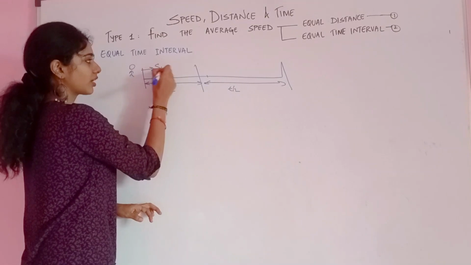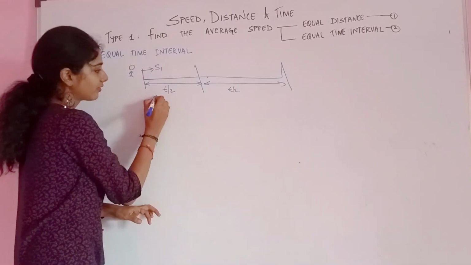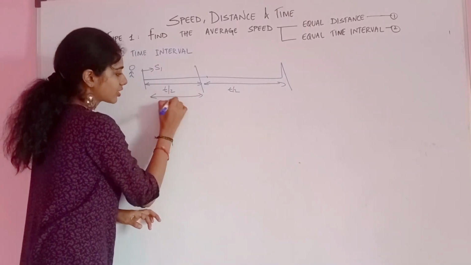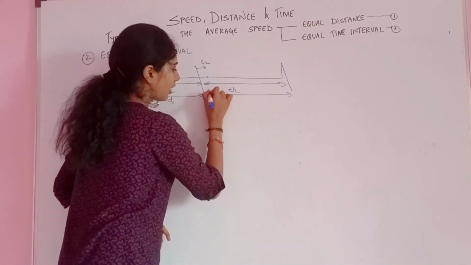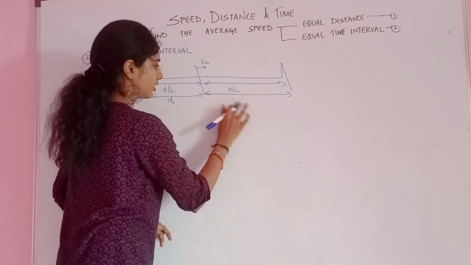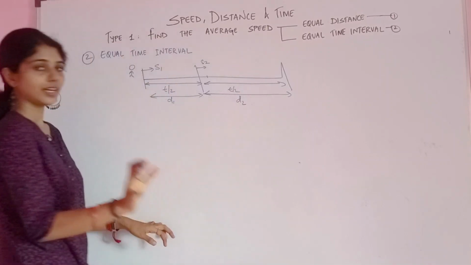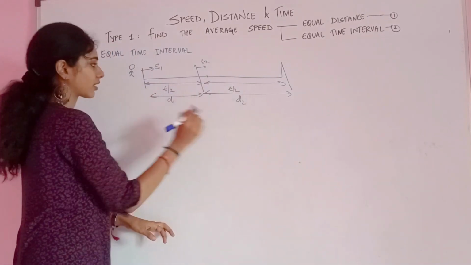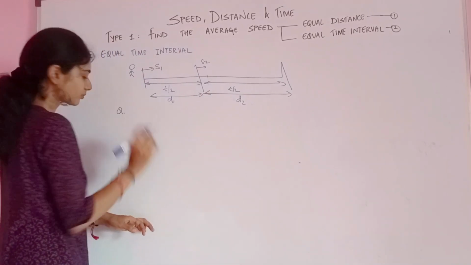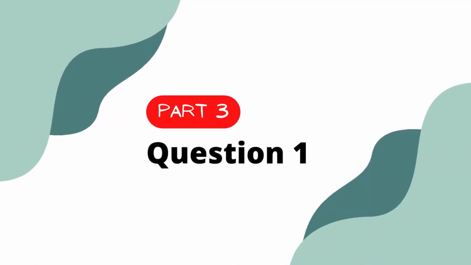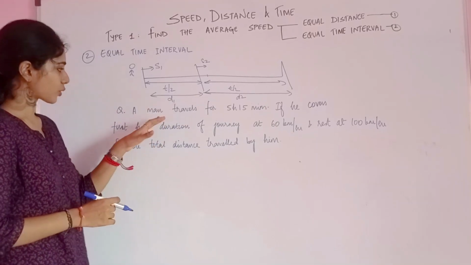If right now he's going to cover with the speed of s1, then he's going to cover a distance of d1. But with the speed of s2, he's going to cover a distance of d2. Makes sense? But here the time is constant. Suppose, let's consider a question one.